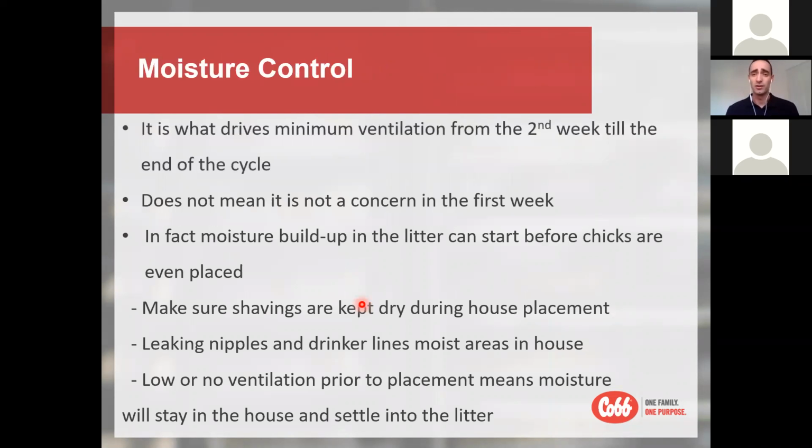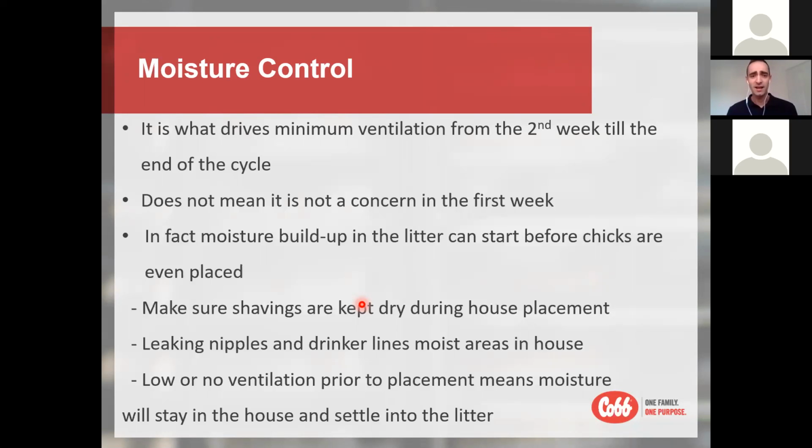In fact, you can get moisture buildup in that litter even before the chicks are placed in the house. So you want to make sure that the shavings that you place in those houses are kept dry. You're not putting in wet shavings or high moisture content shavings. Keep them dry before putting them in the house. Any leaking nipples, any leaking drinker lines, any moist areas in the houses, you need to remove that and replace it with nice, fresh, dry litter.